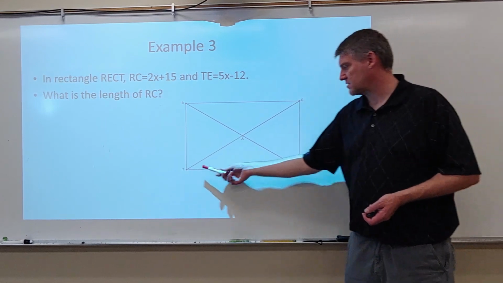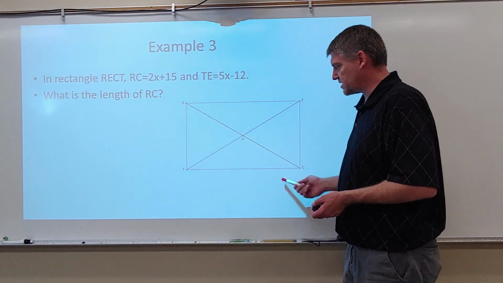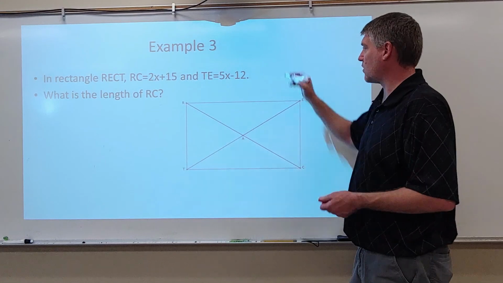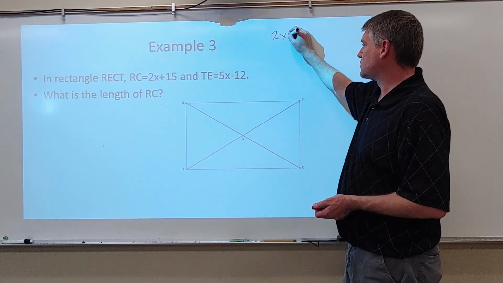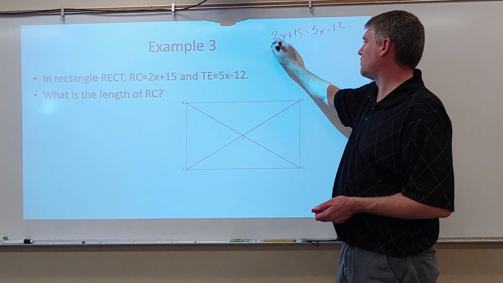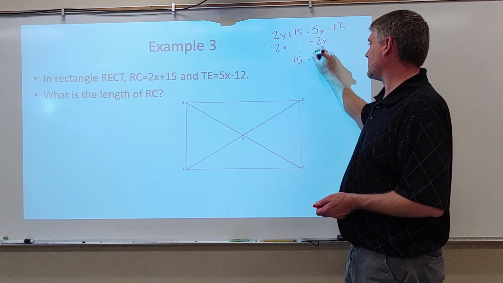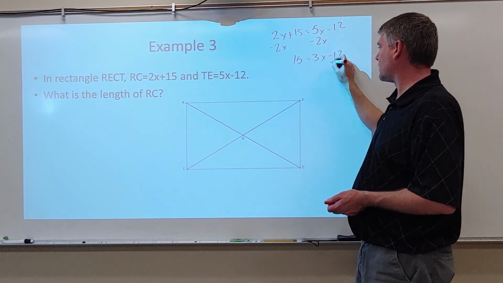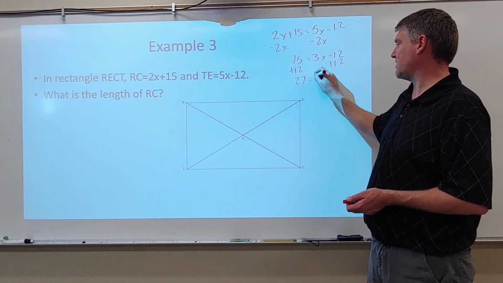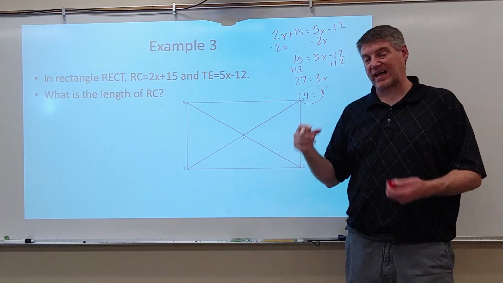Now, one of the things to understand is that they could have just given me TA, because RC is twice as big as TA, and so I could have just doubled it. So I'm going to set these equal to each other. 2x plus 15 equals 5x minus 12. Subtract over my 2x: 15 equals 3x minus 12. I'm going to add my 12 over: 27 equals 3x. x equals 9. That's my value of x.